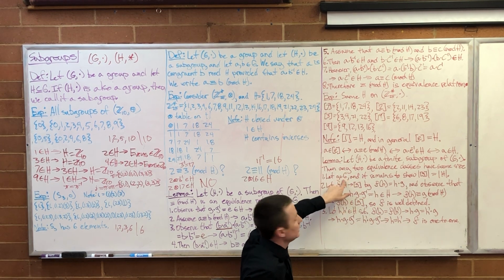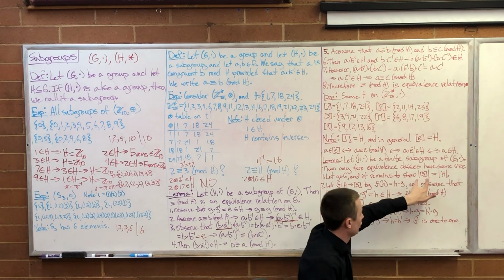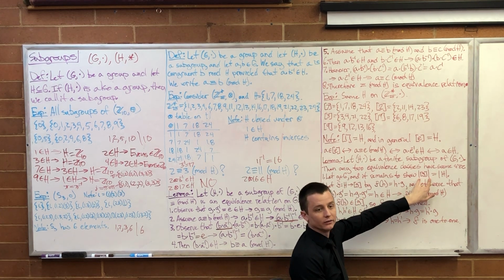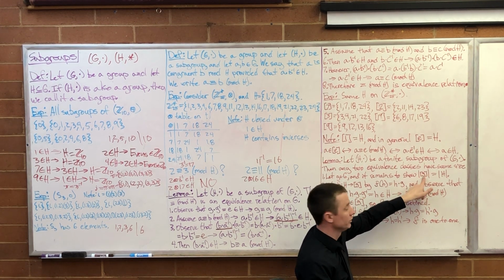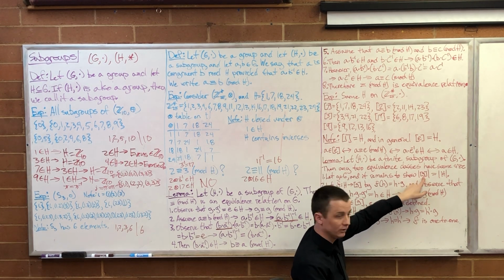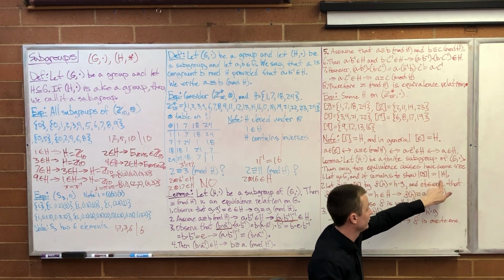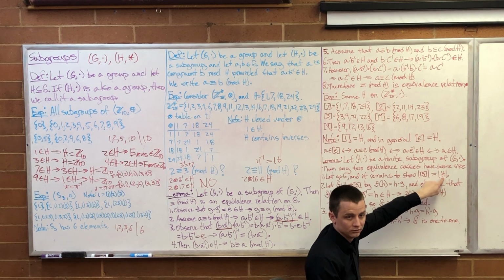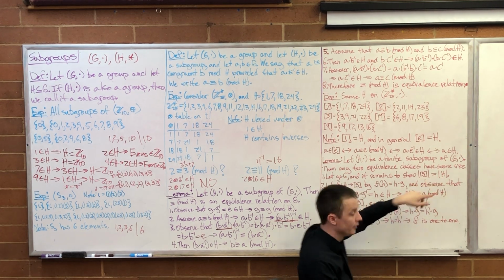So let little g be anything in big G. We're going to talk about its equivalence class, and we're going to prove it's the same size as H. It remains to show that the size of the equivalence class containing g, notice that that's a set, is equal to the size of H. H is a set. Good so far?